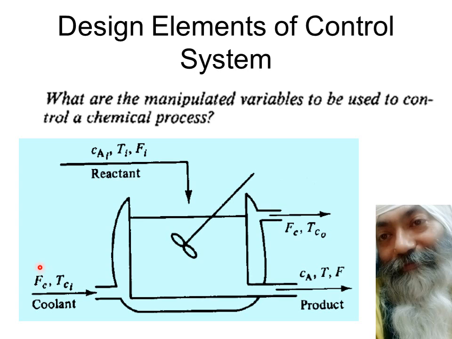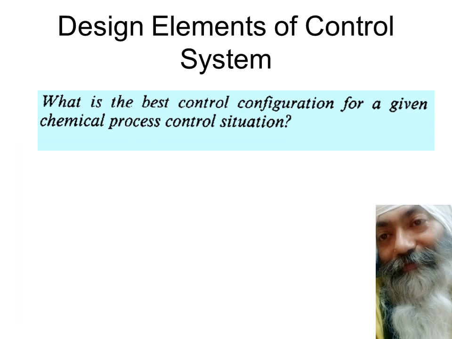FC is the flow of the coolant. I can put a valve over here, and that valve I can adjust, close it or open it, to control the temperature of the jacket, which in turn is going to control the temperature of this liquid inside the stirred tank reactor. So this is what you have to see. You have to identify the manipulated variables to be used, and according to that, we will go for the design of the control system.